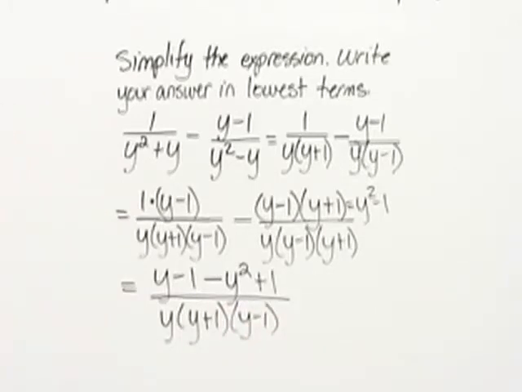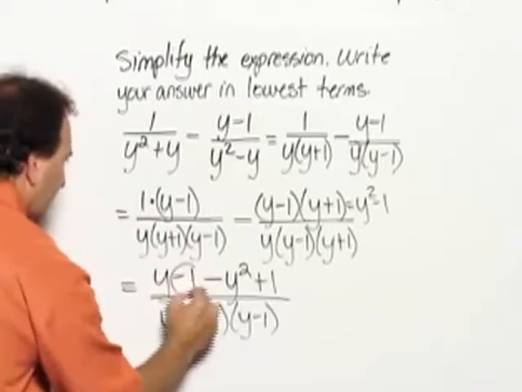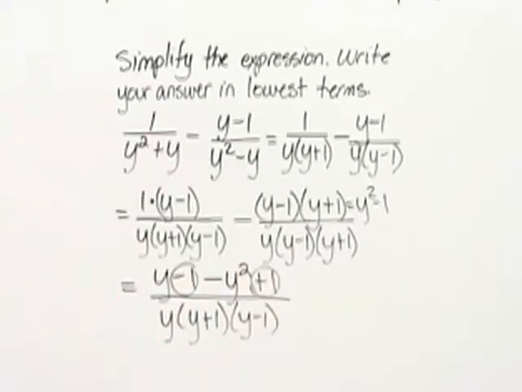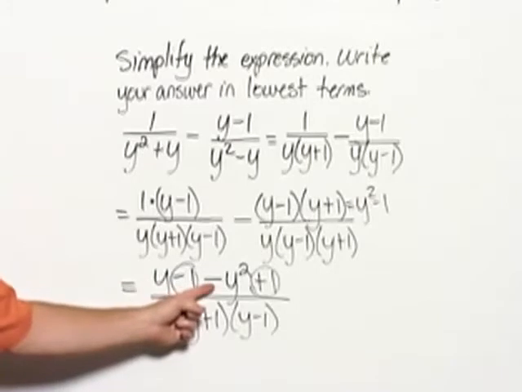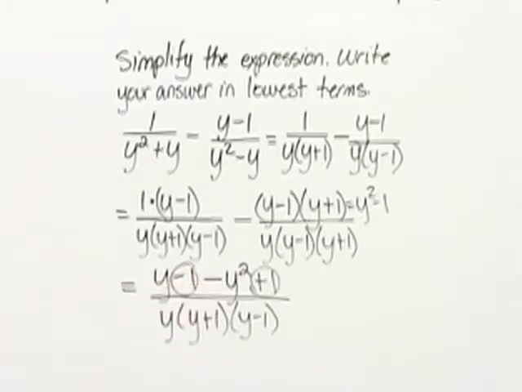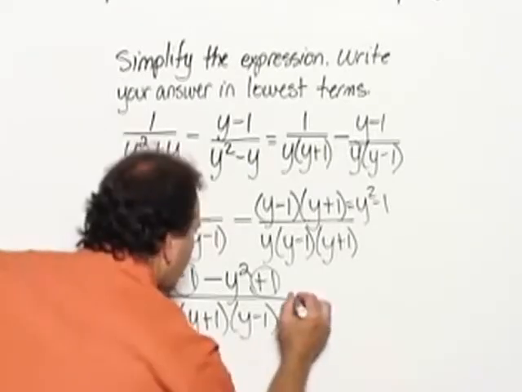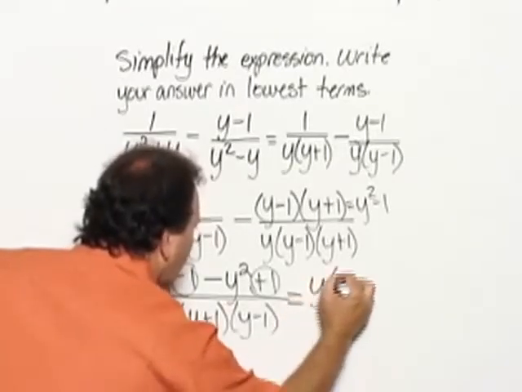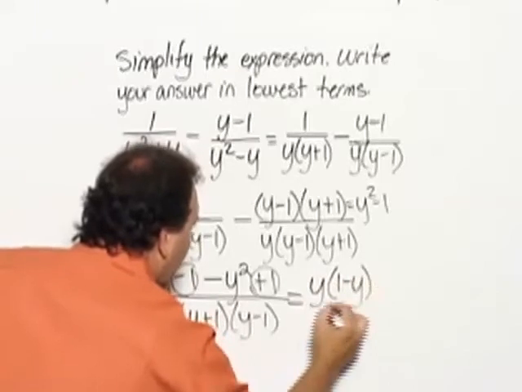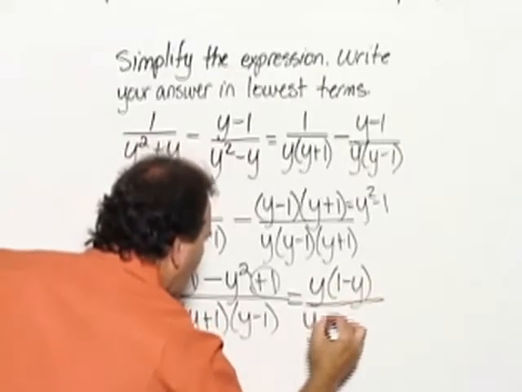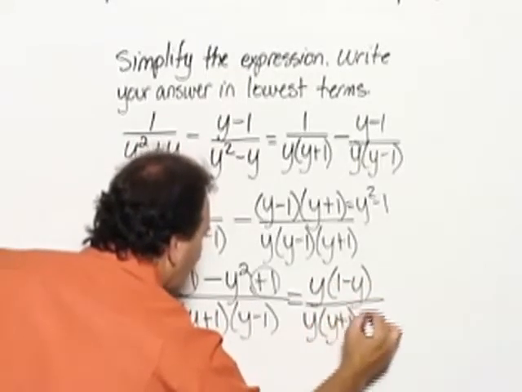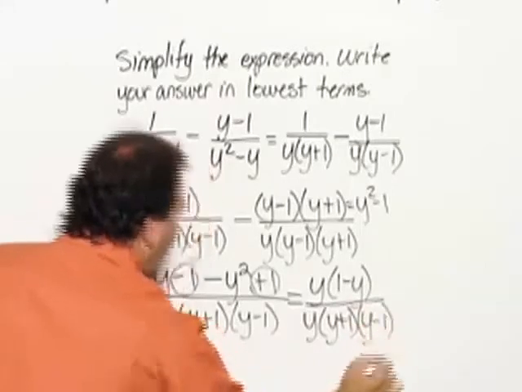Now, in the numerator, we have a negative 1 and a positive 1 that will add to 0. That leaves us with y minus y squared. We can factor a y from those. So this is equal to y times 1 minus y over y times 1 plus y times 1 minus y.